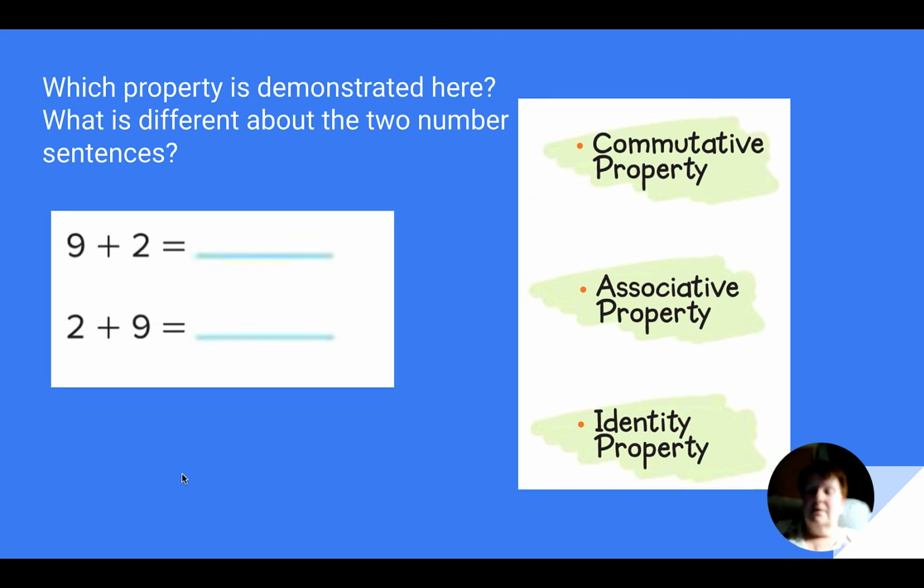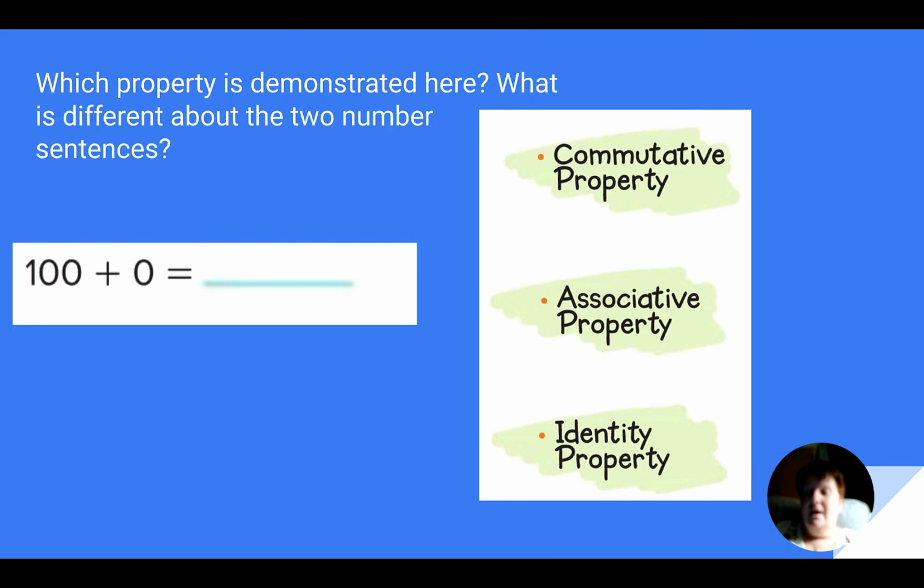How about this one? 9 plus 2 and 2 plus 9. Which property is demonstrated here? You guessed it. That one is also the commutative property. And how about this one? I bet you can guess this one. 100 plus big fat 0. That one is the identity property, yes.